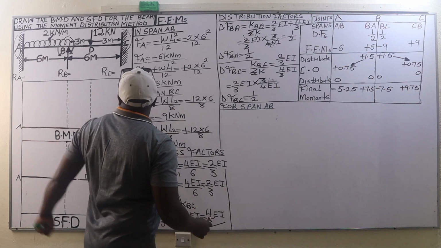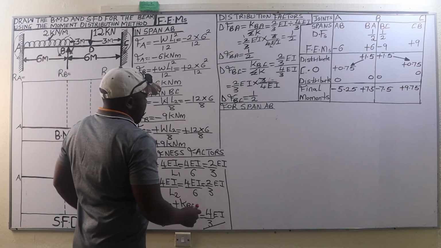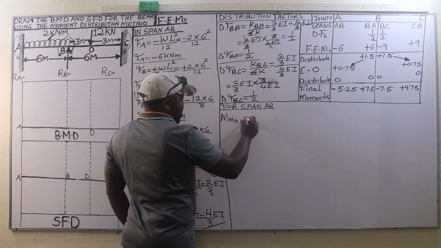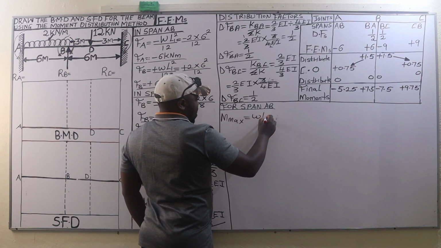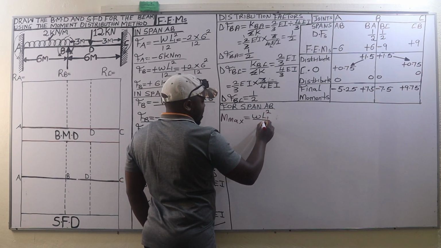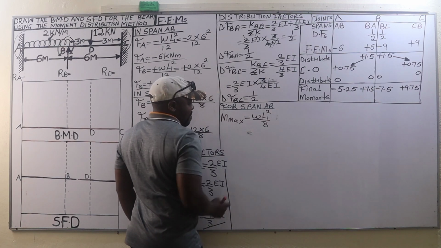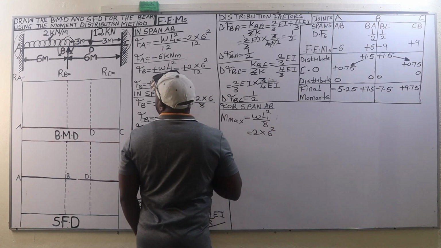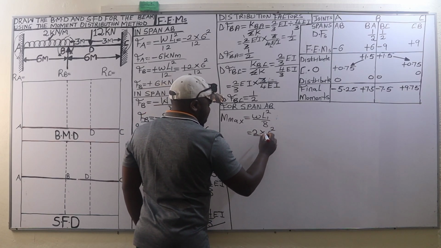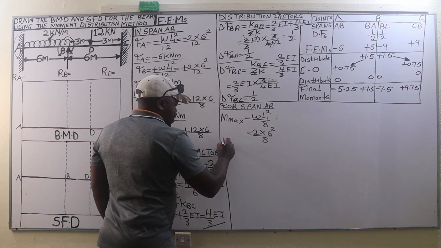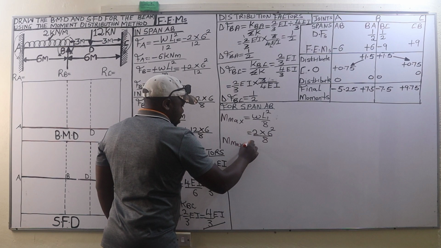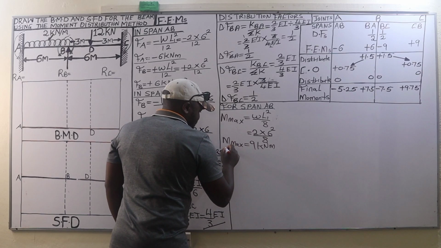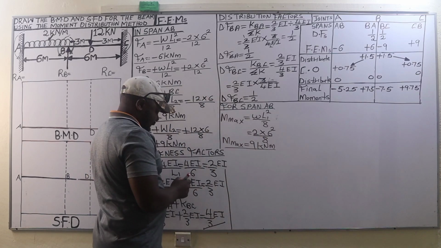So for the span AB, span AB is loaded with a UDL of 2 kilonewtons per meter. Therefore, the maximum bending moment will be given by WL1 squared divided by 8. And this is going to be W 2 kilonewtons per meter, L1 6, therefore 6 squared, and then we divide that by 8. And when we do so, we are going to get a maximum bending moment of 9 kilonewtons meter. So that is the maximum bending moment for the span AB.